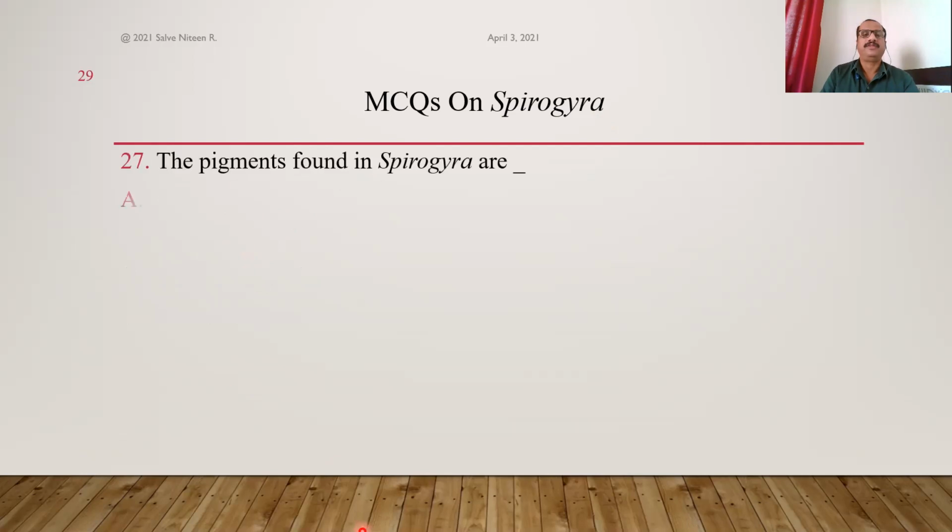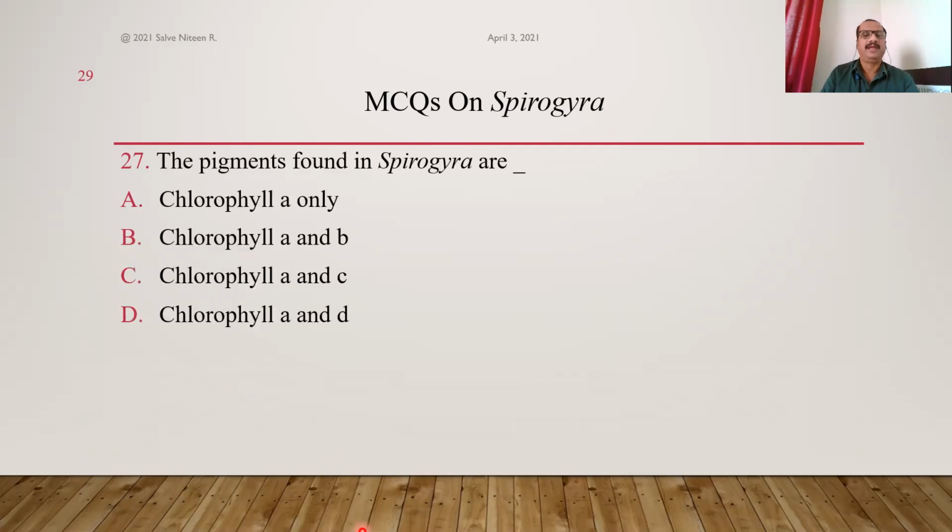The pigments found in Spirogyra are chlorophyll A, AB, AC, AD. So chlorophyll A and B are the pigments which are present in Spirogyra, which give bright green color, and therefore it is placed in the division chlorophyta, chlorophycophyta of algae. Okay, so option B is the correct answer.